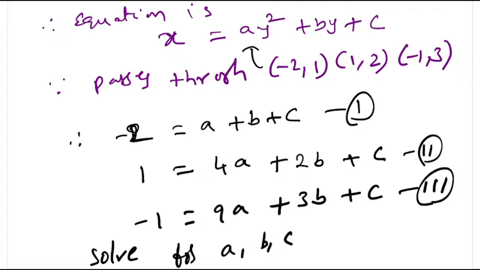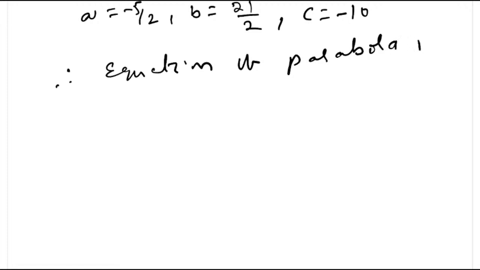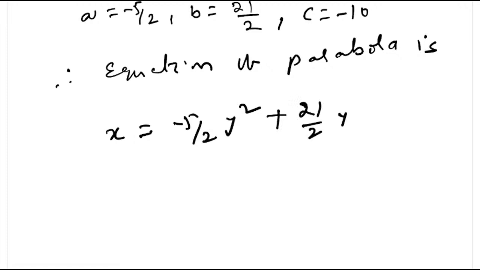So once you got the a, b, c values, you put them back. What will you get from this? a is -5/2, b is 21/2 and c is -10. Put those values. Therefore the equation of parabola is x is equal to a, how much we got? Put everything there. x is equal to -5/2 y square plus 21/2 y minus 10.